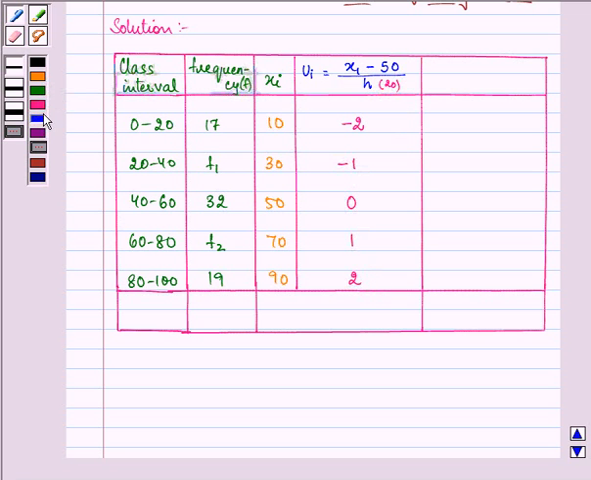Now we will multiply fi with ui to give us fi ui, and that is 17 into minus 2, minus 34. F1 into minus 1 gives us minus F1, 32 into 0 is 0, F2 into 1 gives us F2, 19 into 2 gives us 38. Now the sum of all these frequencies is equal to 68 plus F1 plus F2. And here we have summation fi ui equal to 4 minus F1 plus F2.